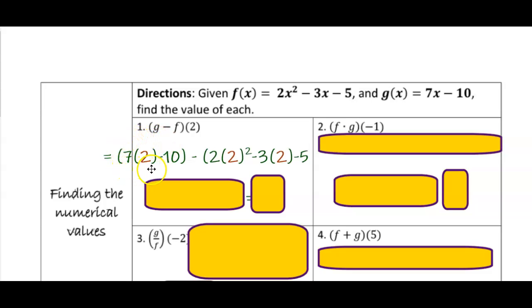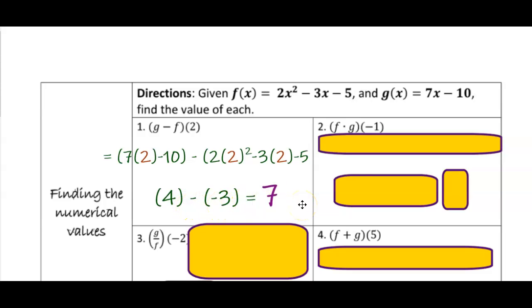So g of 2 is taking g of x and plugging in 2. So 7 times 2 minus 10. Then from our problem, we're subtracting f of 2. So I plugged in 2 into f of x. And now I'm subtracting those two things. I simplify. 7 times 2 is 14, minus 10 is 4. When I simplify f, I get negative 3. 4 minus negative 3 gives you an answer of 7.